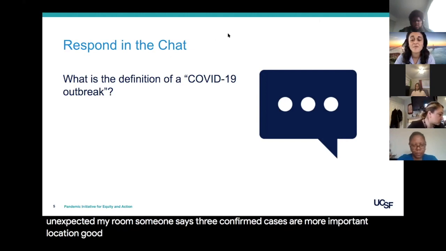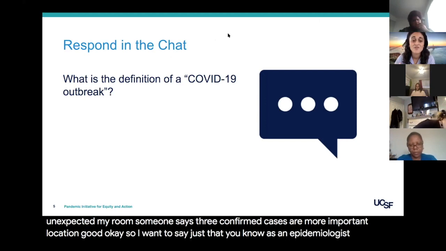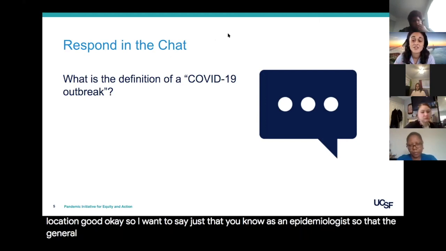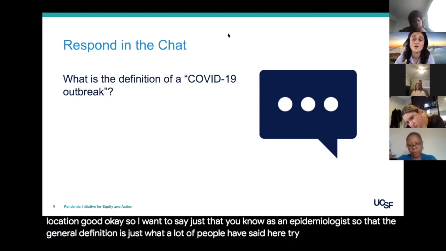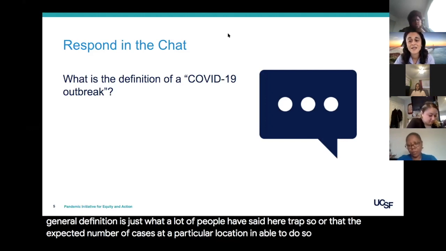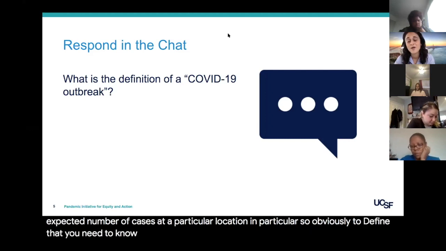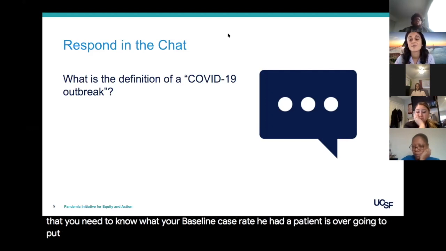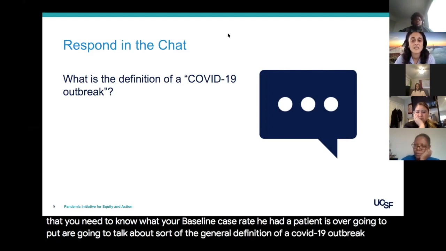Good. Okay, so I want to say, just as an epidemiologist, that the general definition of an outbreak is just what a lot of people have said here in the chat. So more than the expected number of cases at a particular location in a particular point in time. And so obviously to define that, you need to know what your baseline case rate of a particular disease at a particular location is. But we're going to talk about the general definition of a COVID-19 outbreak. And if you can move on to the next slide.